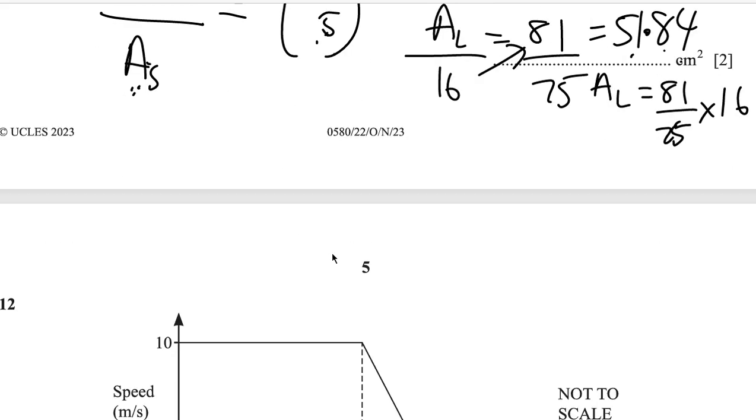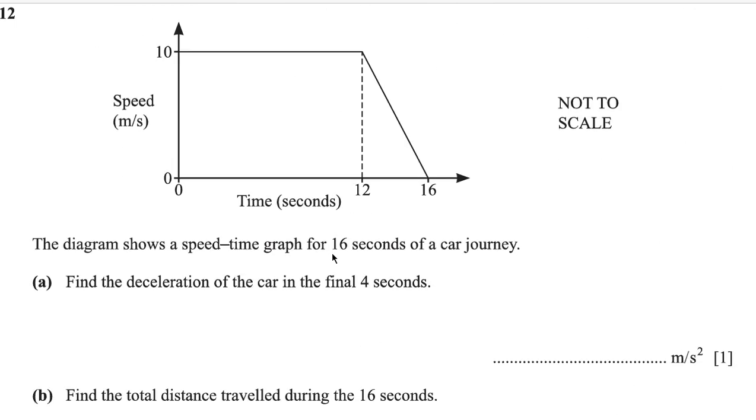That's it. So 51.84. Question 12 says the diagram shows the speed time graph for 16 seconds of a car journey. Find the deceleration of the car in the final 4 seconds. In the final 4 seconds. So the car started off with a speed of 10 meters per second, kept going, right? Kept going, and then at some point he began to decelerate.